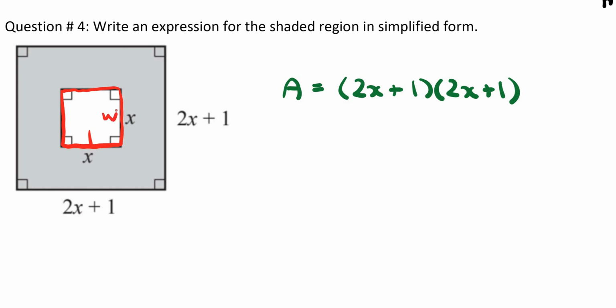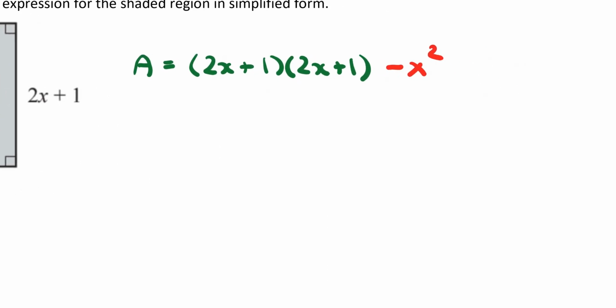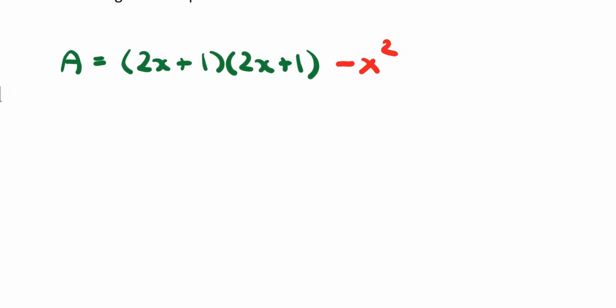So length times width is x times x, which is x squared. So I need to subtract x squared. Okay, so the area of the shaded region is this expression right here, and we just need to simplify this. All right, let's FOIL this.